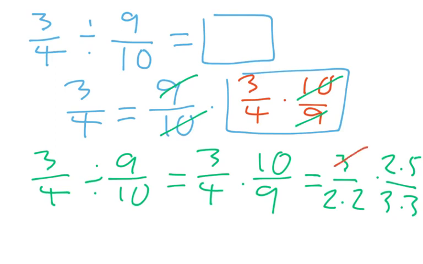The 3 in the numerator divided by the 3 in the denominator is 1. This 2 in the numerator divides one of the 2's in the denominator, just pick one. And looking at what's left, in the numerator there's nothing left but a 5. And in the denominator, 2 times 3 is 6. The answer is 5/6.